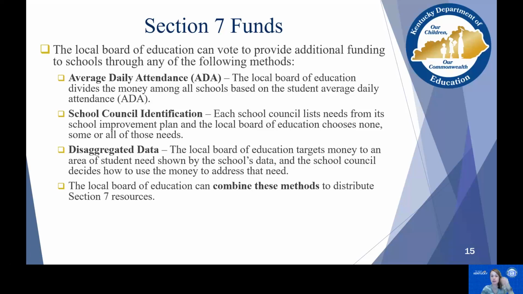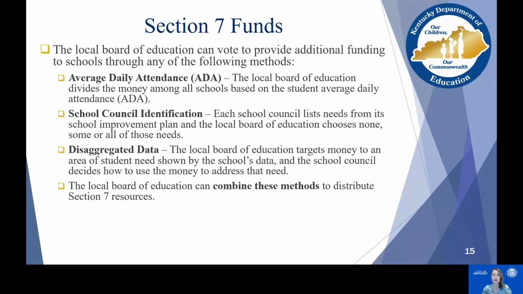So that is another method. The third one is disaggregated data, and this is where the local Board of Education targets money to an area of student need shown by the school's data, and the council decides how to use that money. So this is kind of like the opposite of the second one. The board would decide what needs the school has. So maybe they see that the school has a need in math, and then once they get that money from the district, the council would say, okay, we have this money, we have to use it on math, so let's use it for this, and they would decide how to use that.